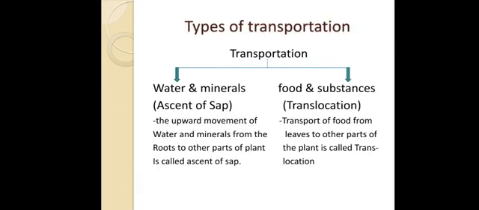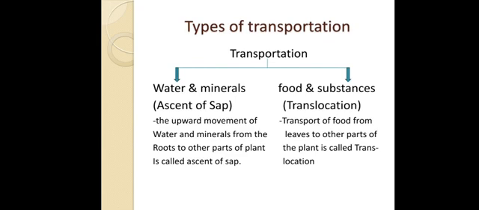If you talk about types of transportation, we have two types. First is water and minerals transportation, which we also call ascent of sap. Sap is a combination of water and minerals, and ascent of sap means the movement of the sap. The other transportation is of food and substances, which is called translocation. So we have two terms here, ascent of sap and translocation.